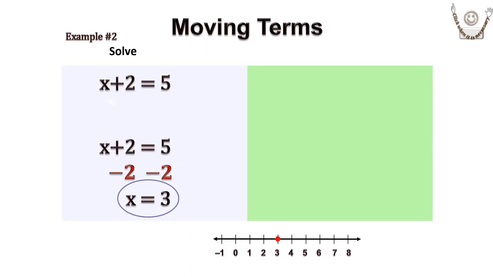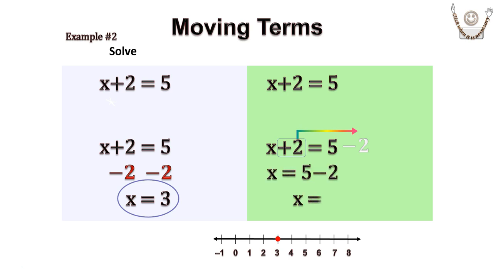Next example. On the green side, I copy this equation and look, if I want to move positive 2 from the left to the right, I just need to change sign. Positive 2 on the left becomes negative 2 on the right, and then x would be just 5 and negative 2x is 3. This is a shortcut, the same answer, but we can get it faster.